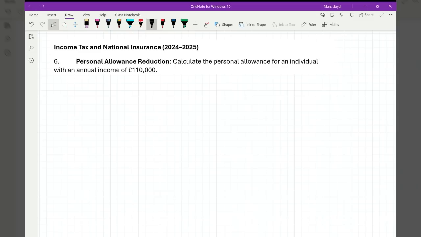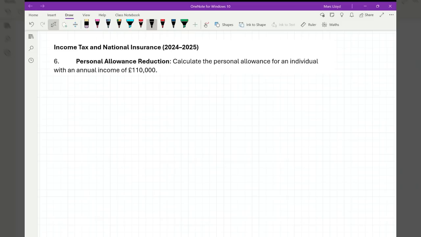All right, we're now going into the income tax and the national insurance section. We're going to be first of all working out the personal allowance reduction. So calculate the personal allowance for an individual with an income of £110,000. You're going to be looking at page 4, and it says for every £2 above £100,000, they're going to have a reduction of £1. So pause the video and have a go.